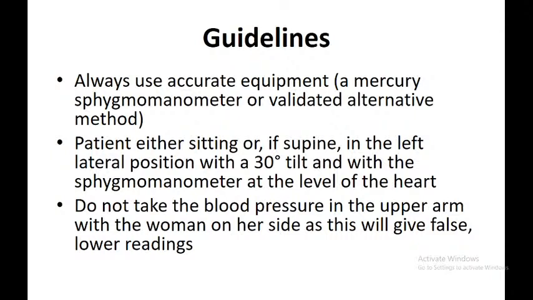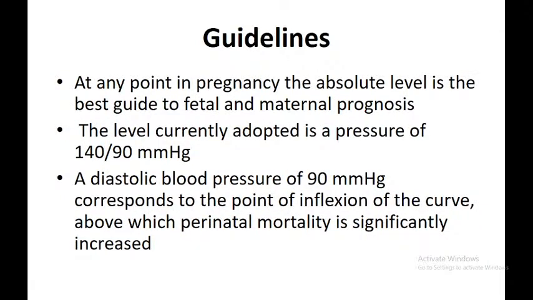And another thing is never take the blood pressure in the upper arm with the woman on her side, as this will give falsely lower readings. And at any point in pregnancy, the absolute level is the best guide to fetal and maternal prognosis, and we usually adopt a pressure of 140 by 90 as the cutoff, beyond which usually it is associated with maternal and fetal morbidity and mortality. So this is the cutoff level that we usually adopt in pregnancy.